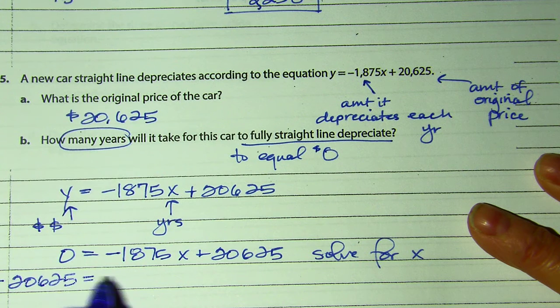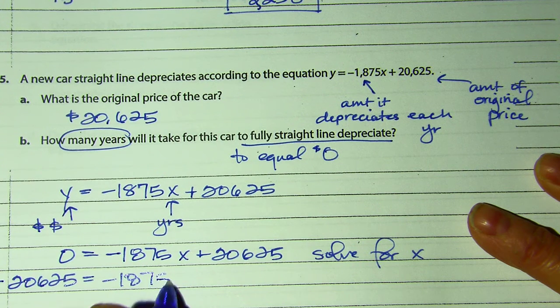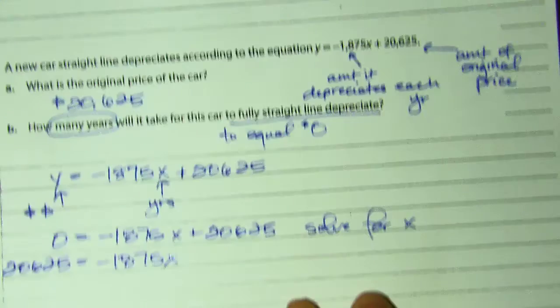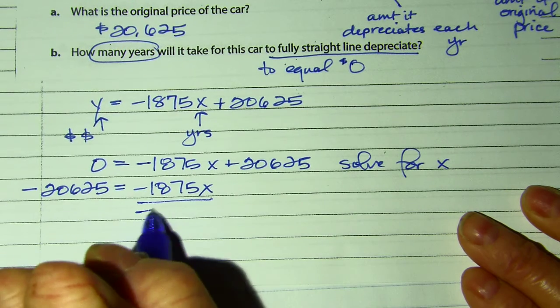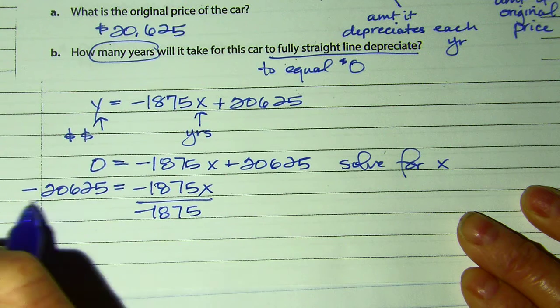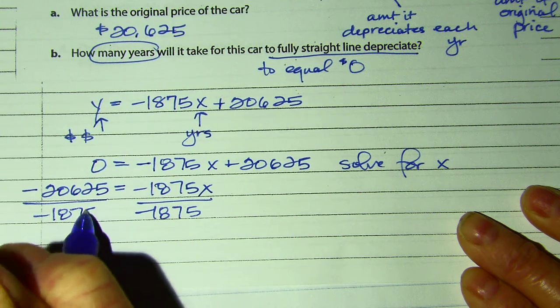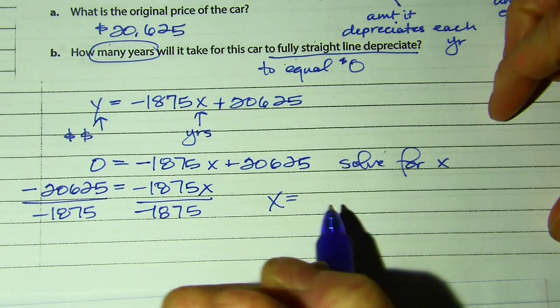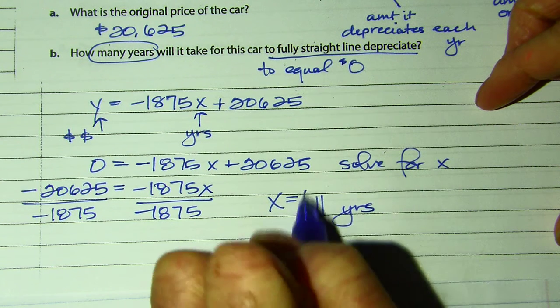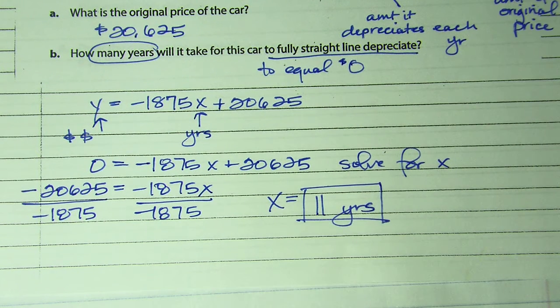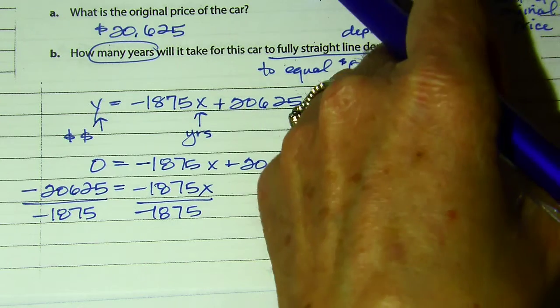So I'm going to subtract 20,625 from each side. Right, so I subtract it from the left, subtract it from the right, and now I'm going to divide by negative 1875. And I got X will equal 0 in 11 years. Next one.